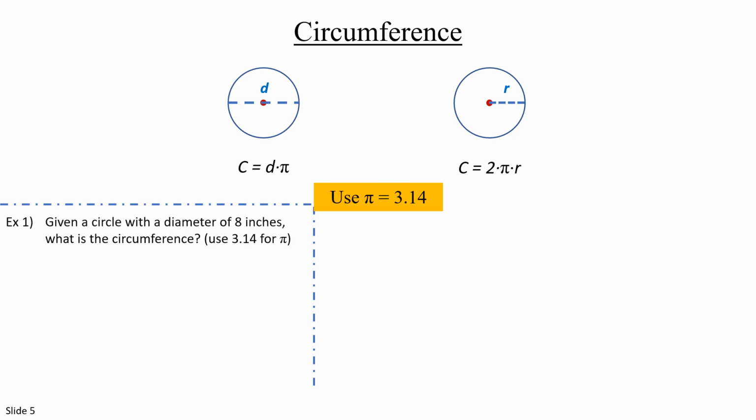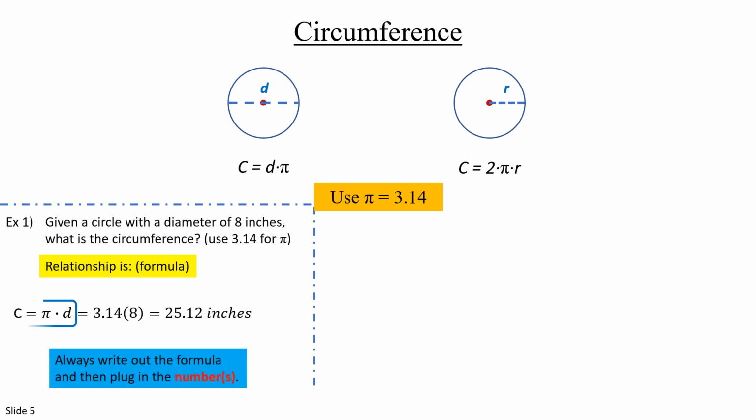So, example 1, given a circle with a diameter of 8 inches, what is the circumference? Use 3.14 for pi. Well, since they're giving us the diameter, we want to use the relationship or formula of C equals pi d, diameter times pi, or pi times diameter, same relationship. And then we plug in the numbers. 3.14 for pi and 8 for the diameter. And then you just do the multiplication.